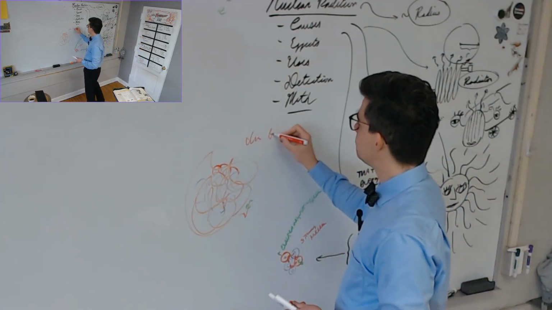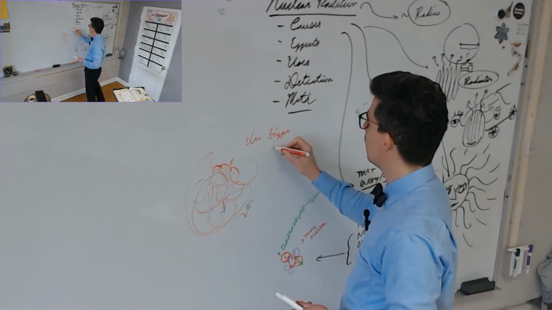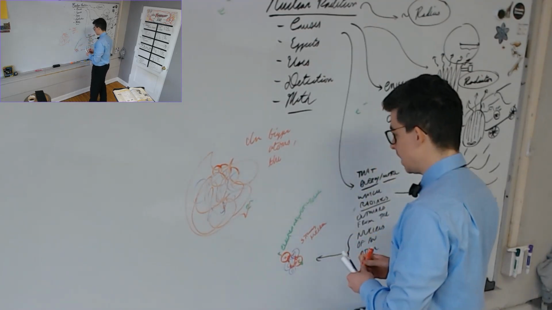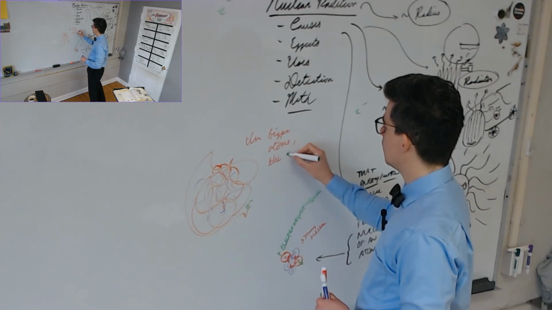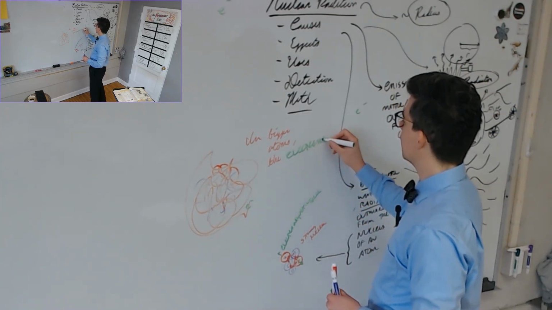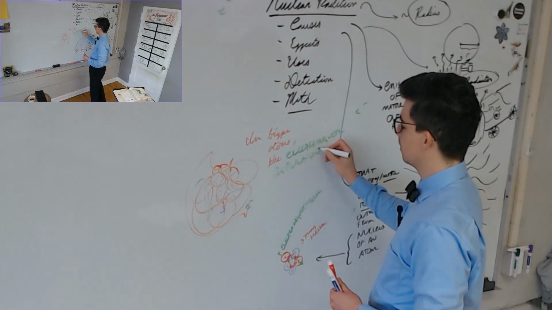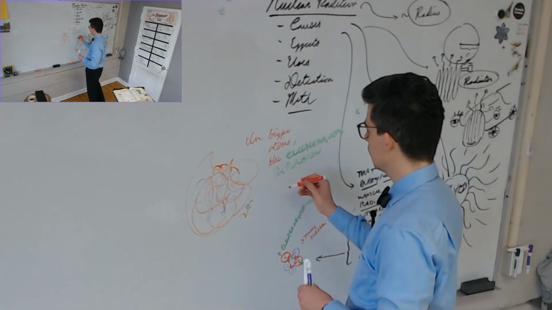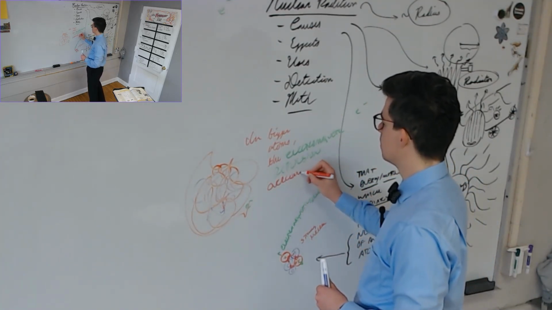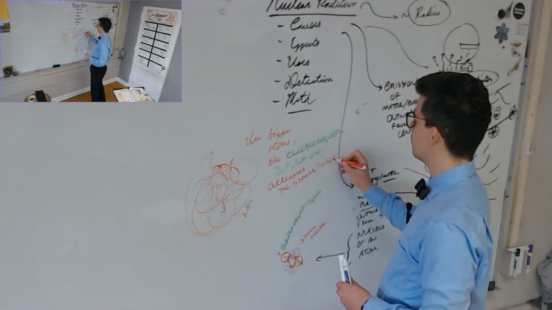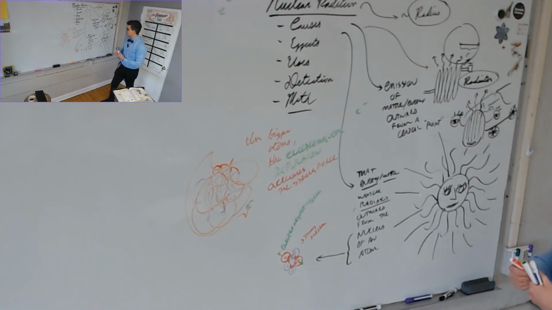In bigger atoms, the electromagnetic force, I'm going to write in green, electromagnetic force, I'm going to specify electromagnetic repulsion overcomes the strong force. I switched fonts halfway through because I remembered you guys can't read cursive.